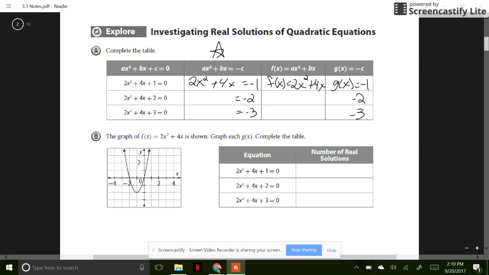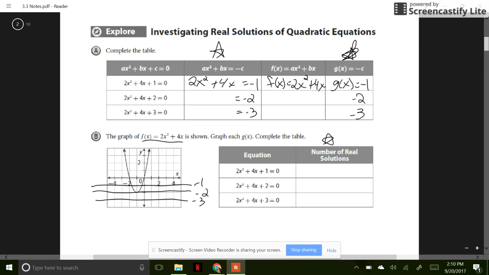So we're going to graph these as we've done in the past. We'll graph the left side of the equation. That's what they've done for us already, the 2x squared plus 4x. Now we're going to graph the right side, the horizontal lines. So the first one we should have is at negative 1. So this is at our line of negative 1, one at negative 2, and one at negative 3.